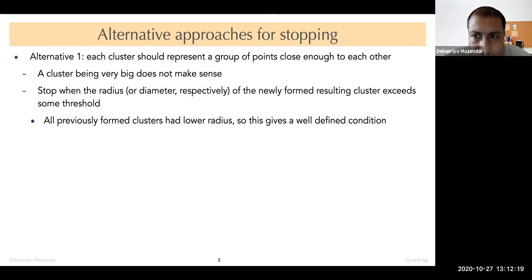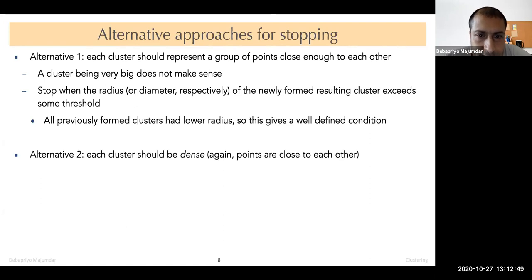So this gives a well-defined condition: the radius of the largest cluster keeps increasing slowly, slowly, slowly. At some point, you say, I cannot have a cluster bigger than this radius, because then it will not make sense for that to be called a single cluster. Then I stop. So this is one possibility. You can do this using radius, or you can do this using diameter, either way.